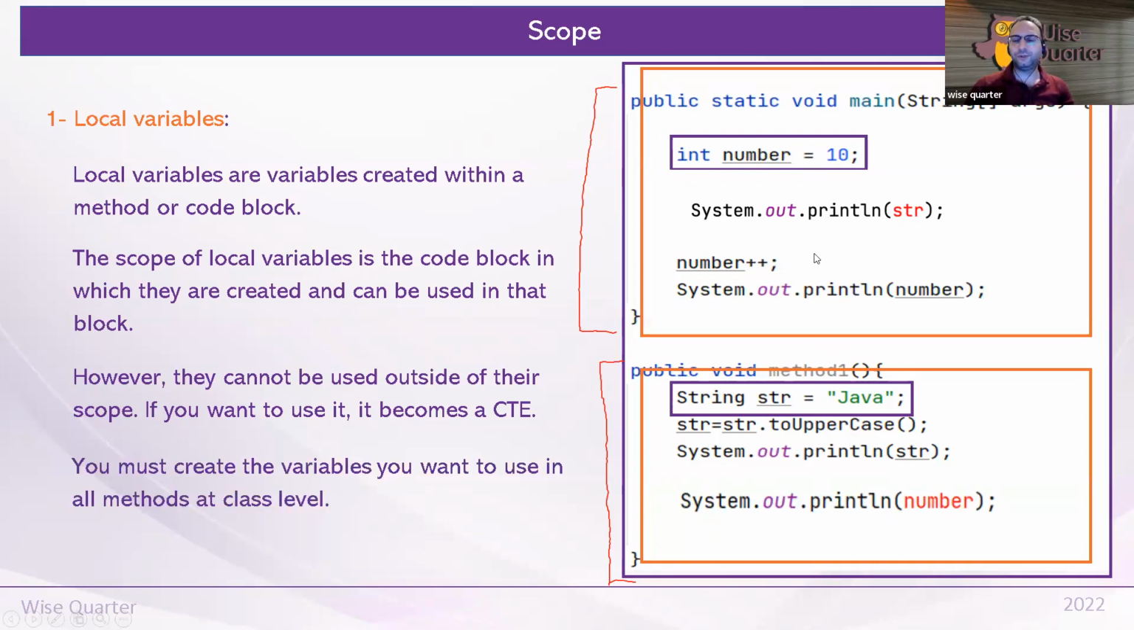If you want to reach a variable from all the methods, instead of creating a local variable like this, they should be created in class level. I mean, class level means outside of any method.